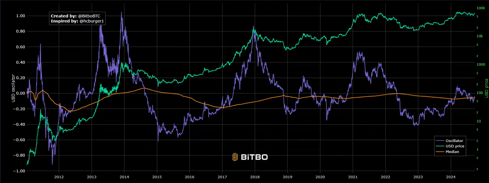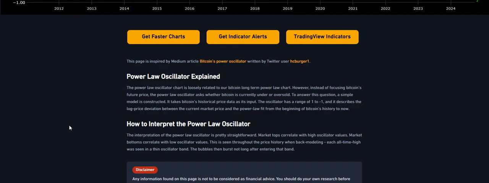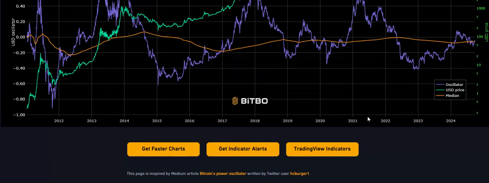So what this oscillator is going to do is really help us know when things are overbought or oversold. And just to give you a quick explanation of this here, what it says is market tops correlate with high oscillator values. Market bottoms correlate with low oscillator values. This is seen throughout the price history when back modeling: each all-time high was seen in a thin oscillator band. The bubbles then burst not long after entering this band. And for this, the oscillator that we're looking at has a range of +1 to -1. And it describes the log price deviation between the current market price and the power law fit from the beginning of Bitcoin's price history to now.